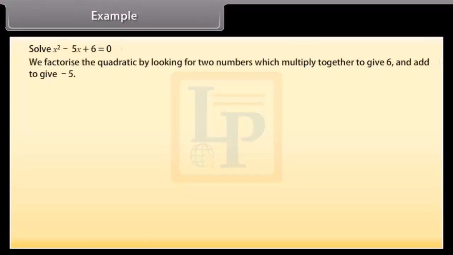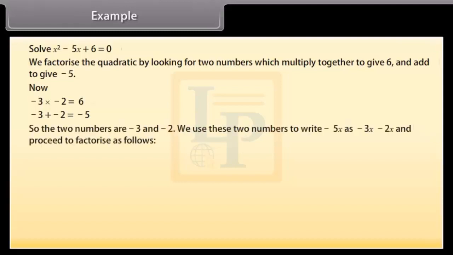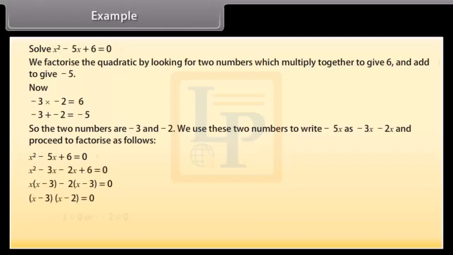Example. Suppose we wish to solve x square minus 5x plus 6 is equal to 0. We factorize the quadratic by looking for two numbers which multiply together to give 6 and add to give minus 5. Now minus 3 into minus 2 is equal to 6 and minus 3 plus minus 2 is equal to minus 5. So the two numbers are minus 3 and minus 2. We use these two numbers to write minus 5x as minus 3x minus 2x and proceed to factorize as follows, from which x minus 3 is equal to 0 or x minus 2 is equal to 0, so that x is equal to 3 or x is equal to 2. These are the two solutions.